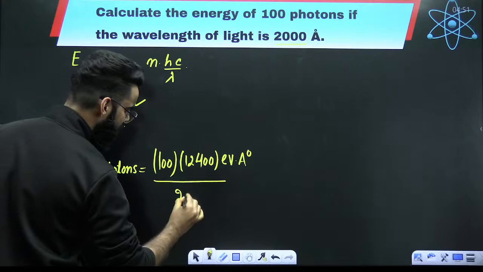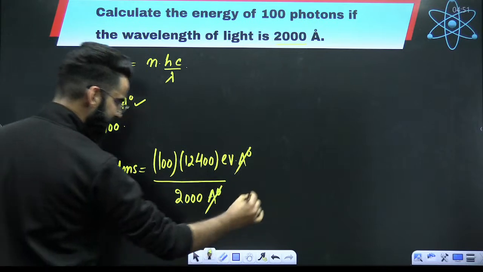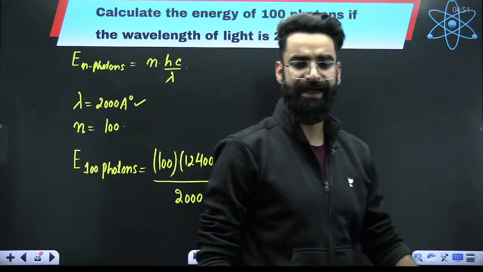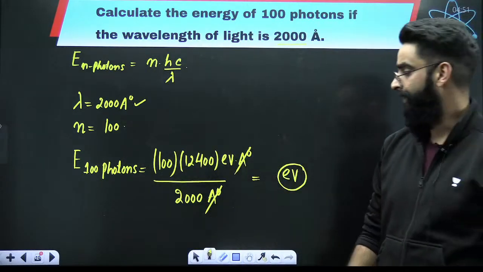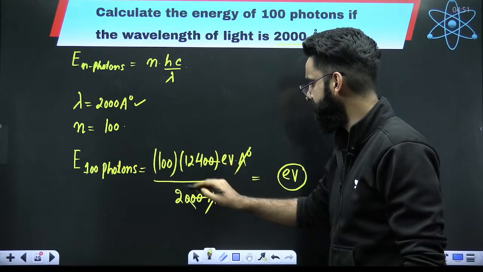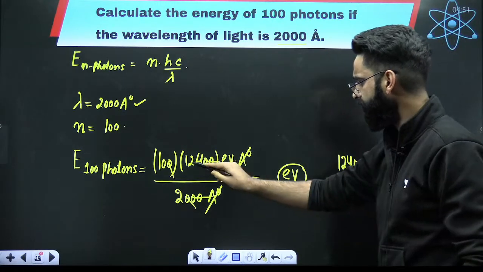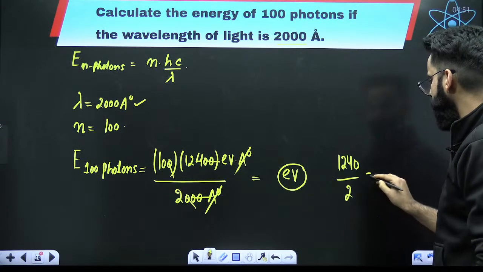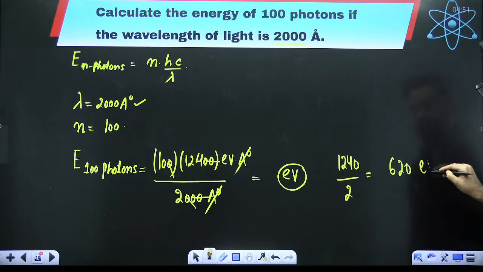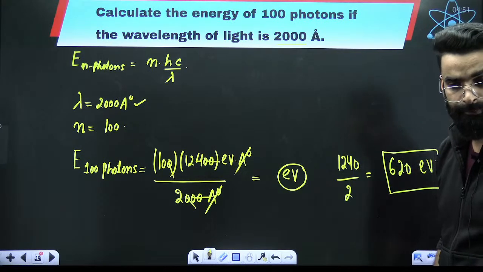What is the value of lambda? Lambda is simply 2000 angstroms. So the angstrom gets cancelled out, and you'll be getting the value exactly in electron volts. So this double zero cancels, this zero cancels. It is going to be 1240 divided by 2. The value comes out to be how much? This is 6, this is 2, this is 0. So 620 electron volts is the answer. This is the energy carried by 100 photons exactly.